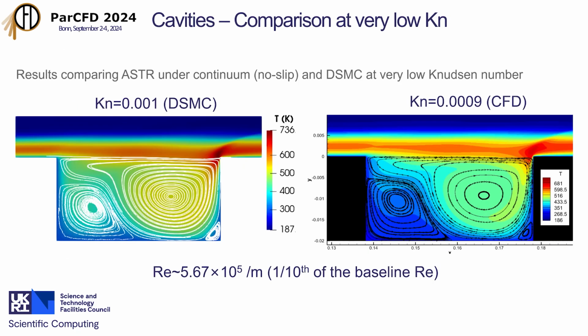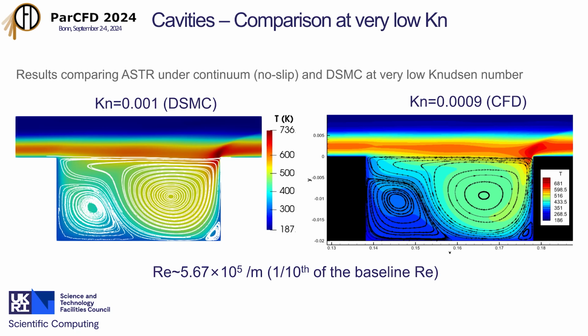So this is a comparison now between Aster and Sparta, looking at essentially the no-slip condition. So a very, very low Knudsen number. I didn't mention the Knudsen number looks at the ratio of the mean free path to the characteristic length, in this case, the depth of the cavity. At that Knudsen number it's essentially no slip, and we get very good agreement between what we're seeing with Aster and with Sparta.